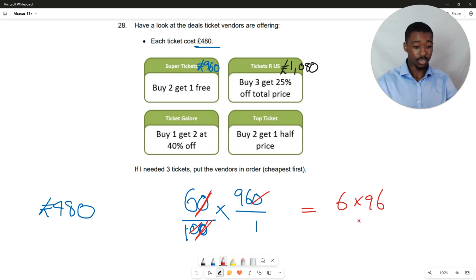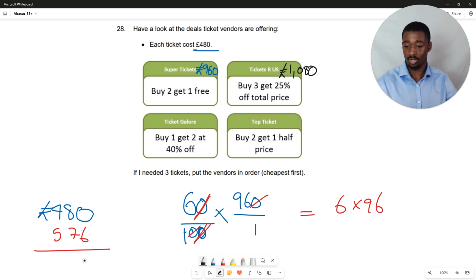Well, here we can do 6 times 90, giving us 540. And then 6 times 6, giving us 36. So 540 plus 36 is 576. So if we add these two together, we have 6 plus 0, or 0 plus 6, giving us 6. 8 plus 7 giving us 15, so 5 carry the 1. 1 plus 4 plus 5, 10. So 1,056. So it seems like currently super tickets truly are super. They're giving us a super price.